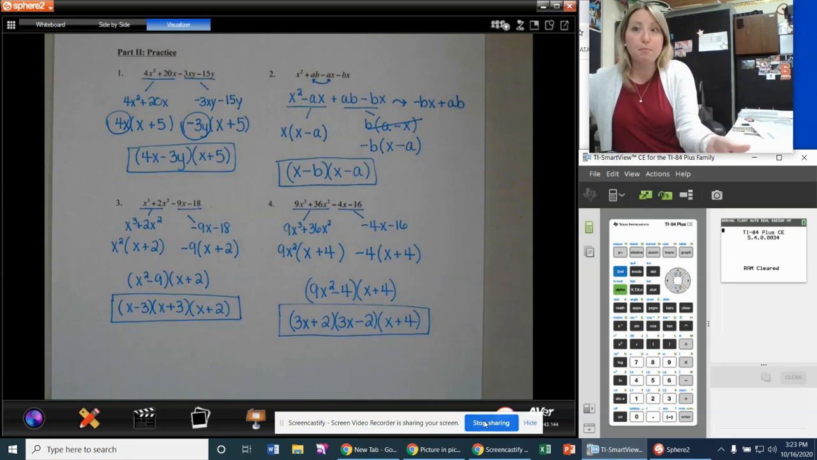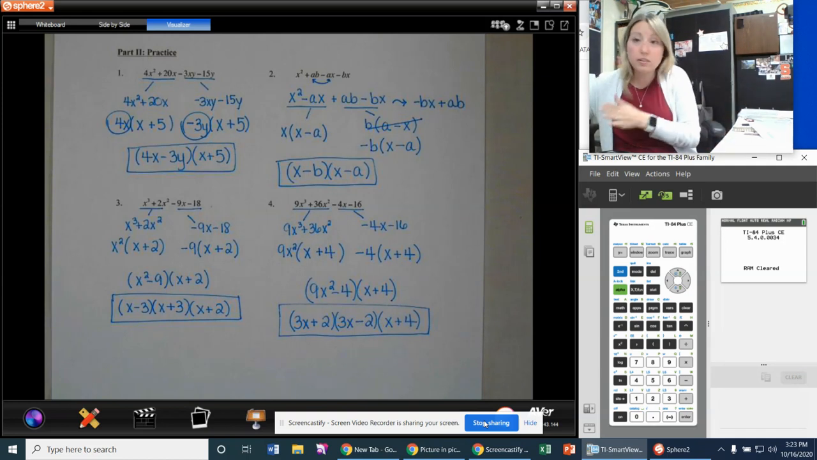Remember, this is a stopping point, and we're going to have a quiz just on factoring alone, not anything else from this chapter. So we'll have a review and then our quiz that goes with just factoring.